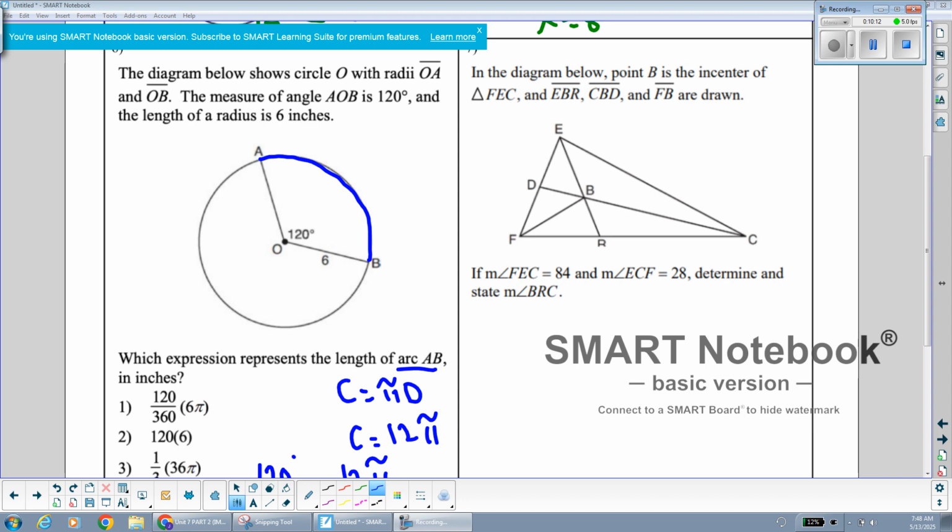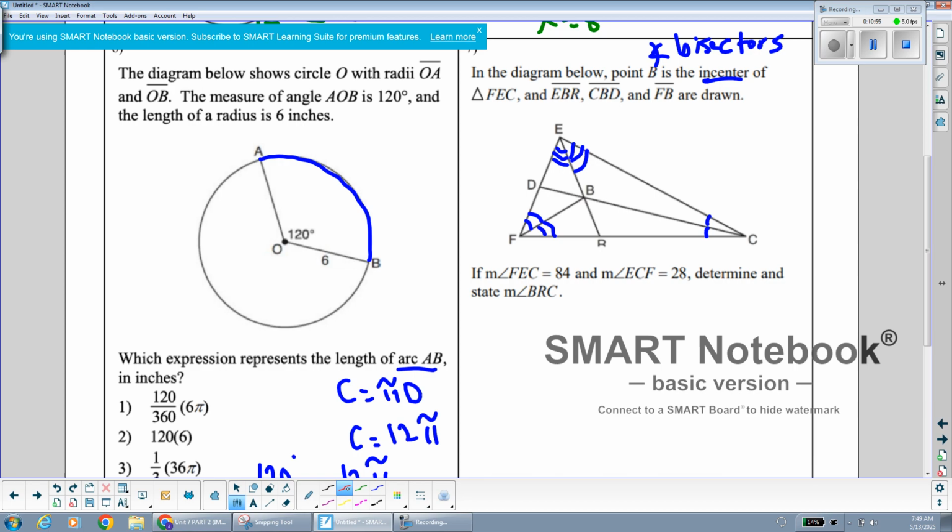And over here we have the incenter. And the incenter means that it's where the angle bisectors meet. So that tells me that the segment is bisecting angle C. So it's cut into 2 equal parts. That tells me the segment is bisecting angle F. So it's cut into 2 equal parts. And that tells me the segment is bisecting angle E. So it's cut into 2 equal parts. Once again, the incenter is where the angle bisectors meet. We do have to know these words: incenter, circumcenter, centroid, and orthocenter.